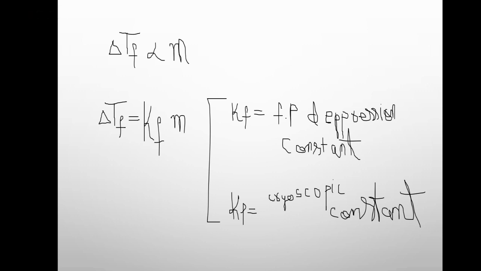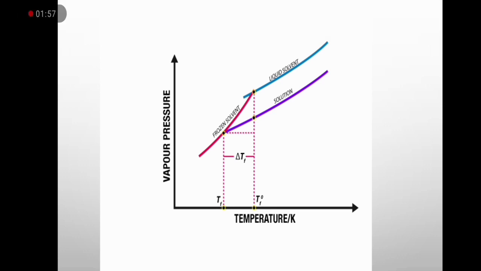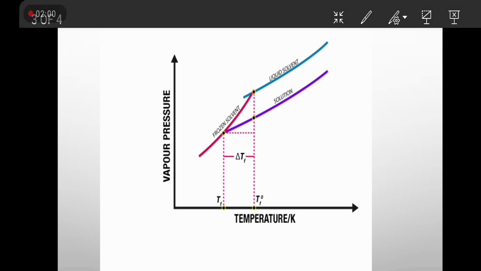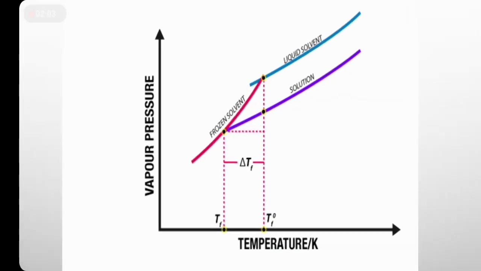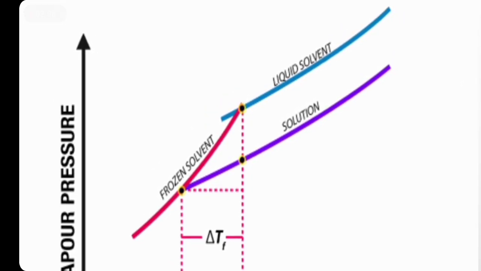Let's explain this in a graph. The graph consists of plotting vapor pressure against temperature. What we see is the curve for the solvent in the liquid state. This is the curve for the solid in the solid state. Now over here is where the graph of the frozen solid and the liquid solvent meet. So let's say this is point B.